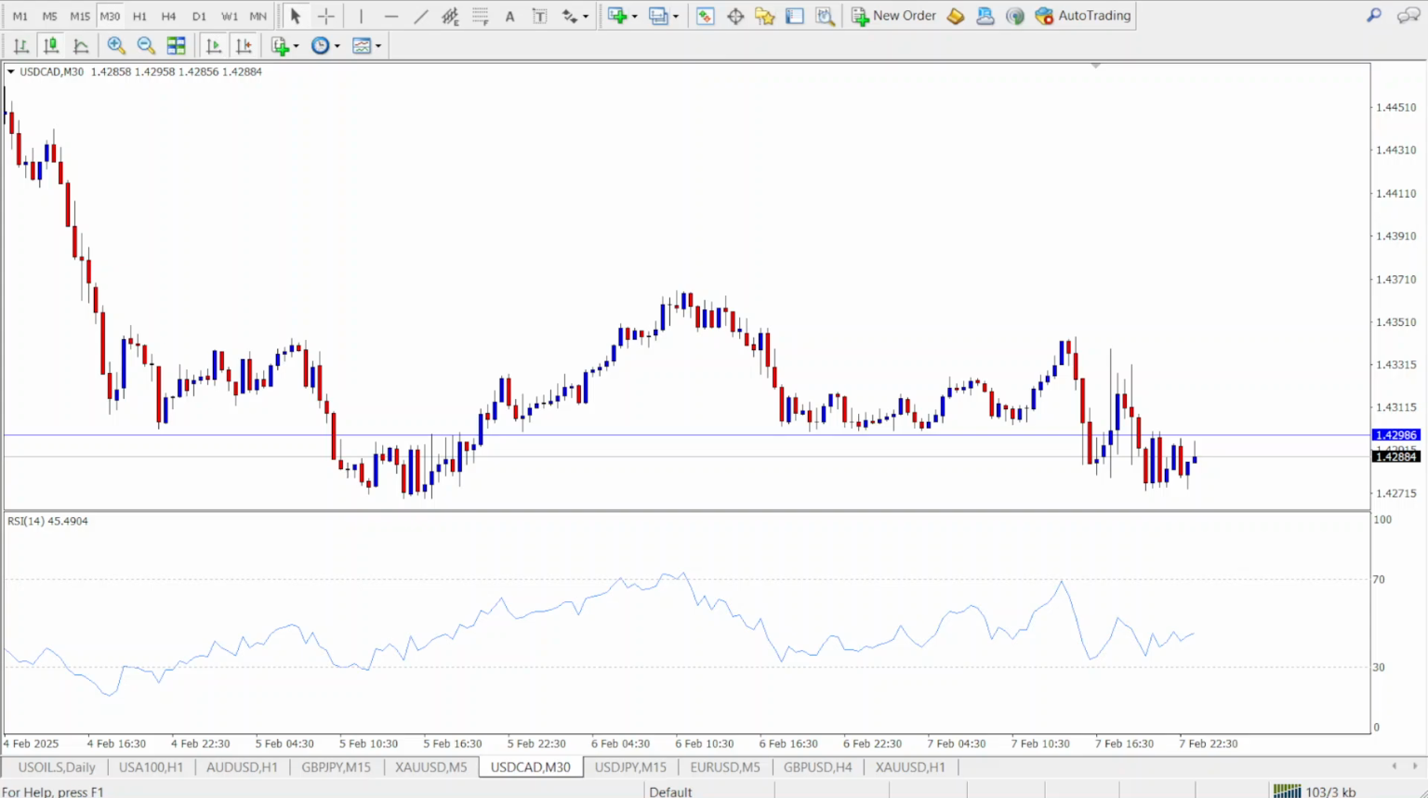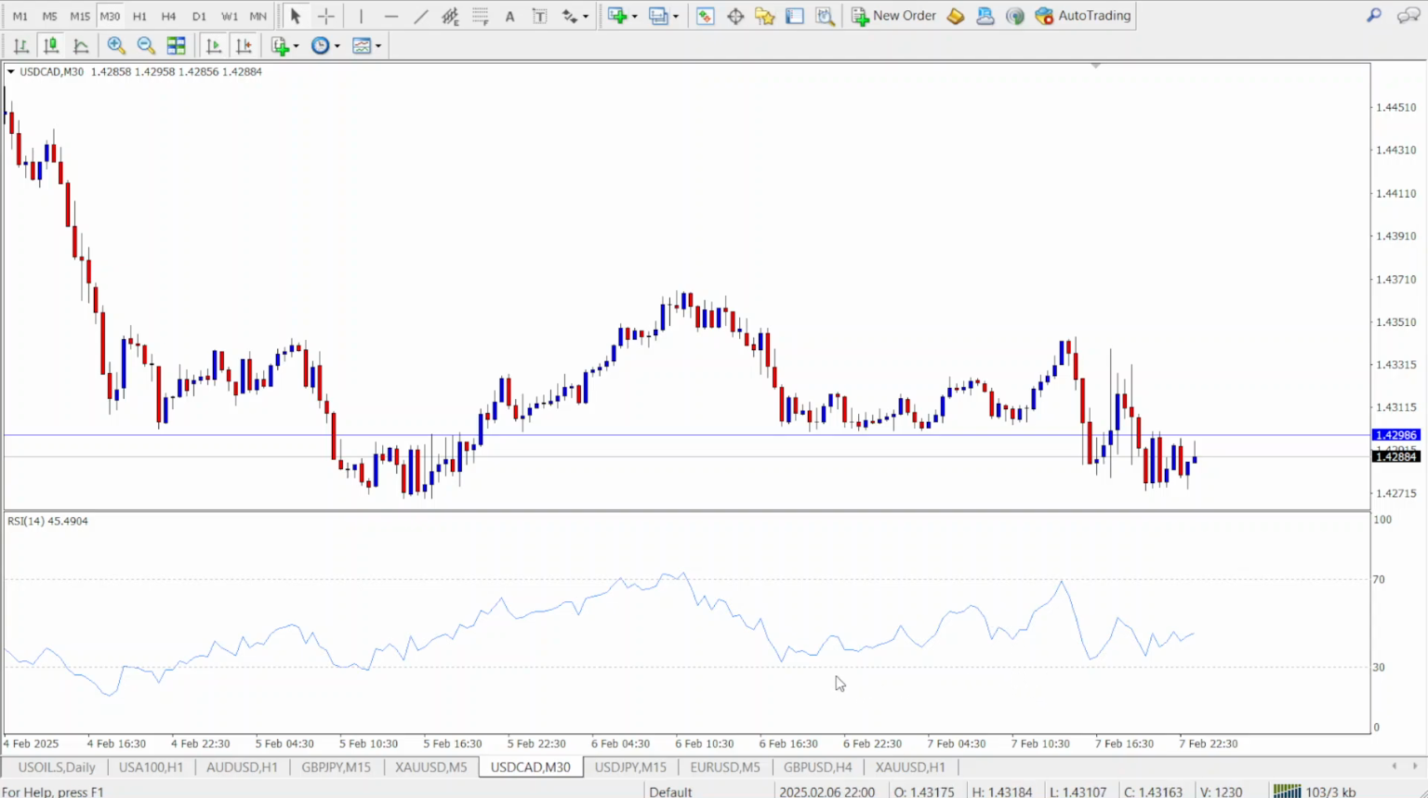Now, before jumping into the strategy, let us quickly break down what the RSI indicator is and how it works. The RSI stands for Relative Strength Index, and it is a momentum oscillator that measures the speed and change of price movements. It ranges from 0 to 100 and is used to determine whether an asset is overbought or oversold. For the overbought zone, when RSI is above 70, it suggests that the market may be overbought and due for a pullback or reversal.